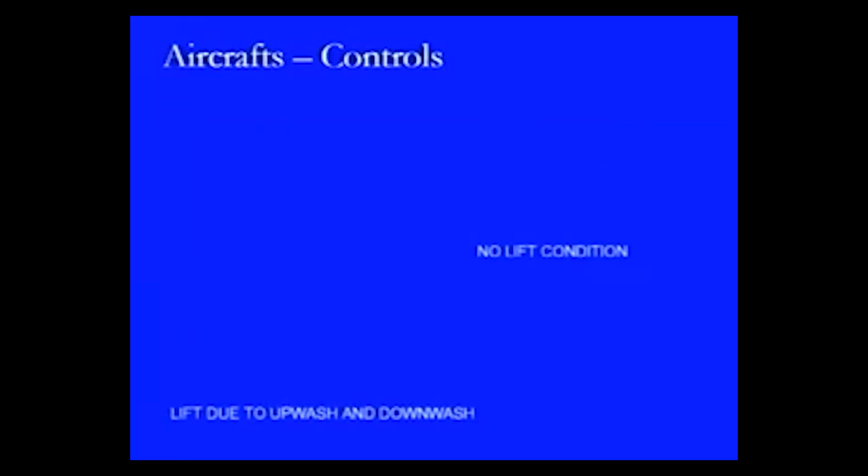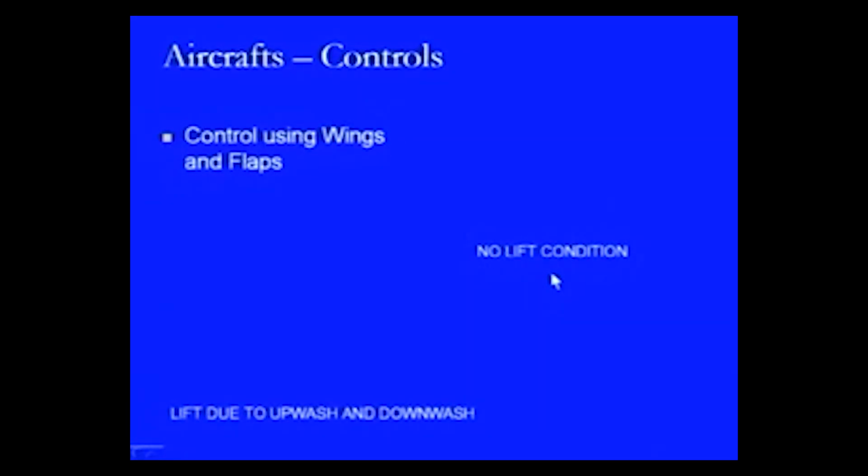So, when we look at these controls, what we can find is that if we are using the wings and the flaps for providing the control, then there can be two conditions. One is that there is no lift condition, which means there is no requirement of taking the aircraft in the upward direction, and the second is that there is lift, which is caused because of the movement of the air around the peripheries as well as on the upside and the downside of the wings of the aircraft. Especially it is the wings which create the lift, and this is what we will be looking at in the diagrams.